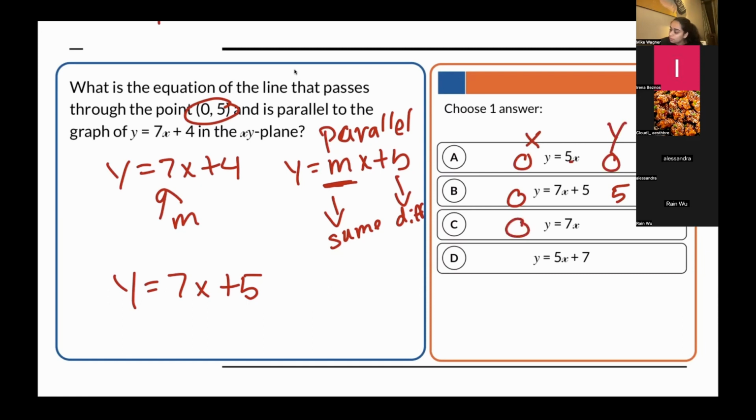If we plug in 0 here, we get 0. If we plug in 0 here, we get 7. So you actually don't even need to do y equals mx plus b. You can just plug in and see if you get 0, 5 as a solution for any of these equations. In the case it works for 2 of them, if you plug and chug, you should do them all. In the case it works for 2 of them, then you would need to probably come back and look at the question one more time. So yeah, it's B.